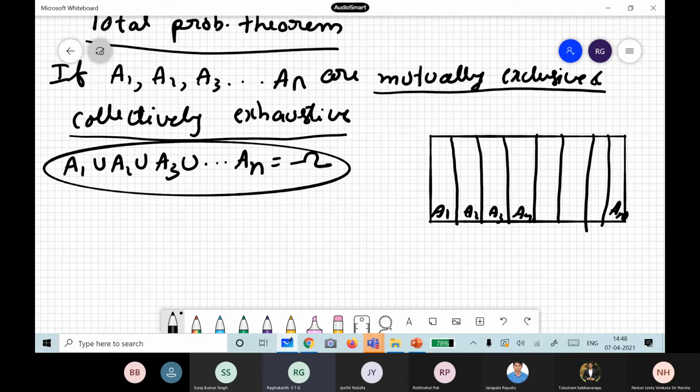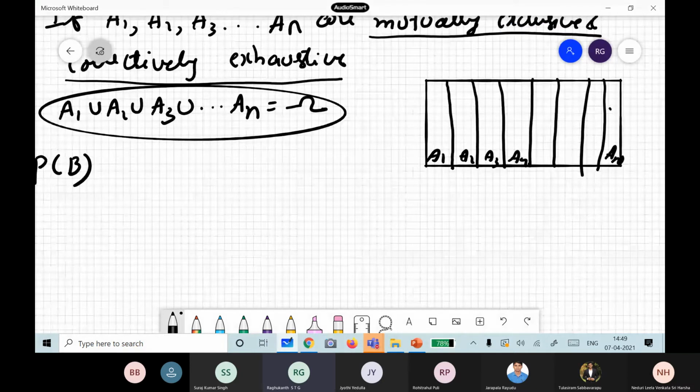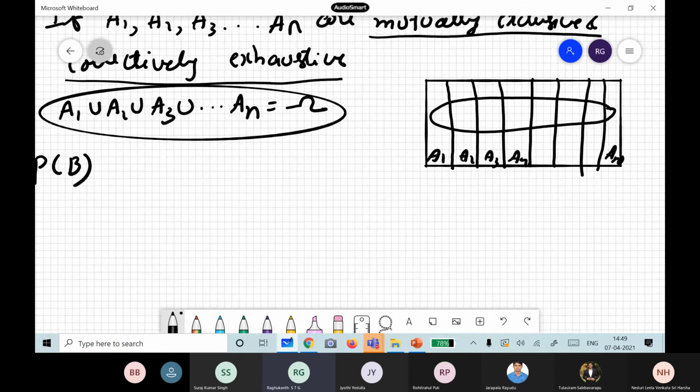So now we have mutually exclusive, collectively exhaustive events, like basis functions. Now I want to find the probability of some event B. A1, A2, A3 are the building blocks which build your sample space. Now I want to find the probability of some event B, which overlaps all these things. So this is my event B.